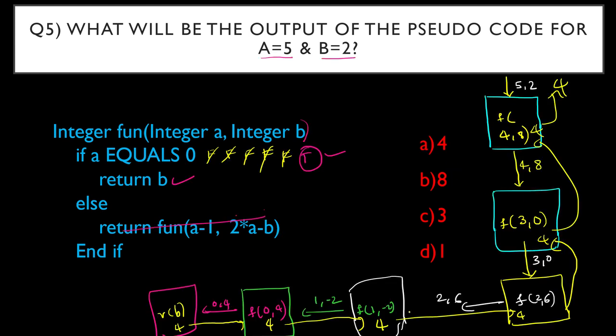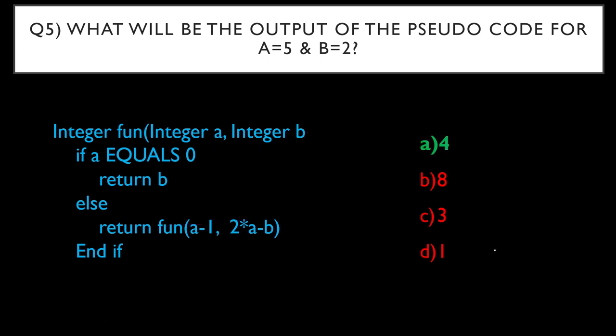So there were this many function calls, but it doesn't matter because at the end the last value of B was returned all the way through the flow. So in the end you got 4 as the answer. That is option A, 4.